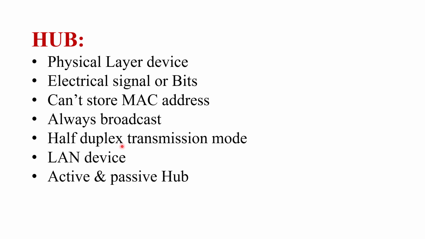Next, hub always supports half duplex transmission mode. If you know the types of transmission mode, there are three types: simplex, half duplex or full duplex. In case of half duplex, if there are two machines, one is machine A and one is machine B. So half duplex means one way transmission or one direction transmission.